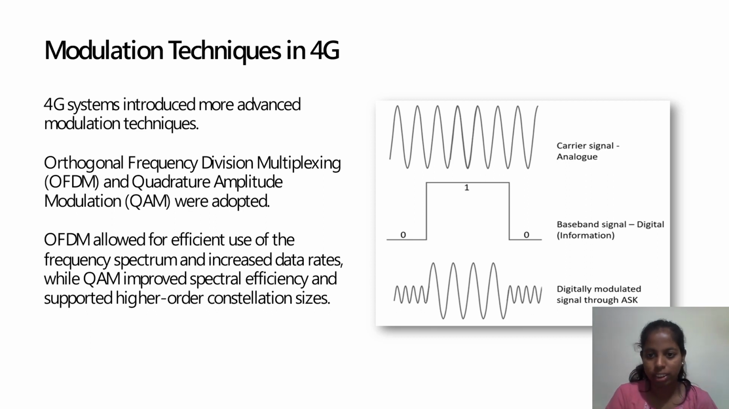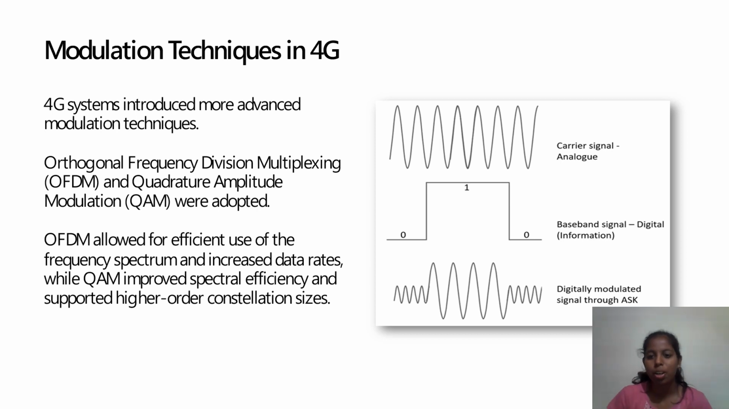In the figure you can see the baseband signal is digital and the carrier signal is analog. When both are modulated, we get a higher frequency, higher data rate, digitally modulated signal through ASK, amplitude modulation.